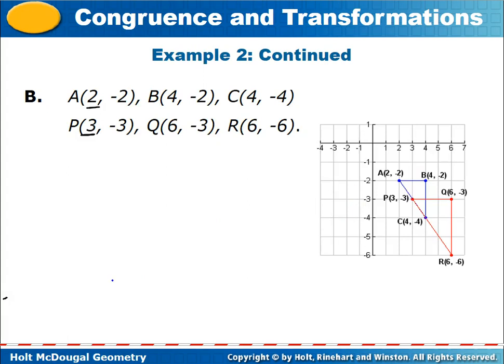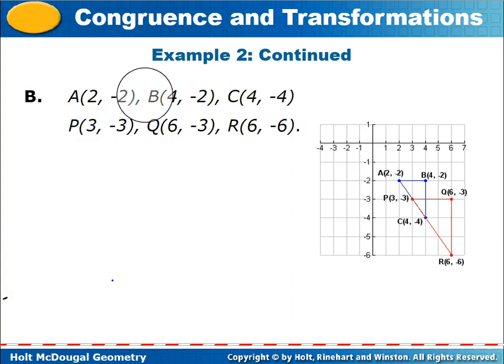So now let's look at B. This one, again, gives us A, B, C, and then it gives us PQR. Well, here again, I'm looking at this image and it looks pretty much like a dilation to me. So let's compare some sides here. We've got 2 here and 1, 2, 3 there. We've got 2 here and 1, 2, 3 there. So it looks to me like it's going to be a dilation with a scale factor of 3 over 2, but I'm going to talk to y'all about how we got that.